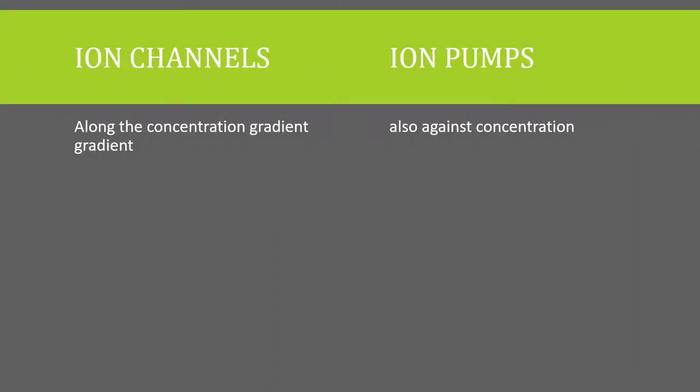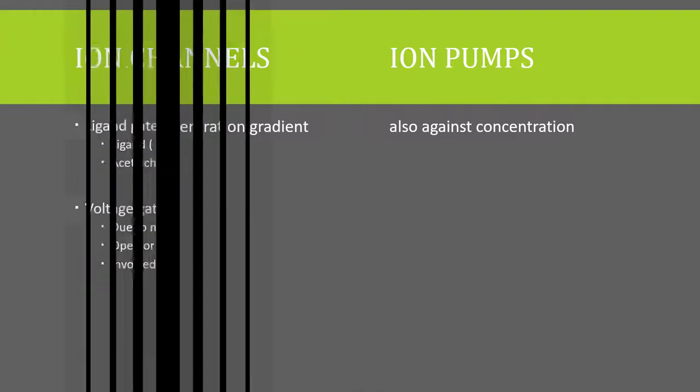So what are the differences between ion channels and ion pumps? In ion channels, there is movement along the concentration gradient and the process is passive, while ion pumps cause movement of ions against the concentration gradient.